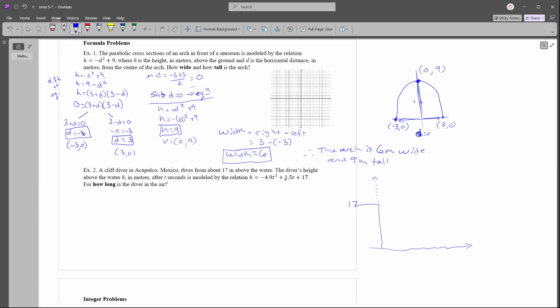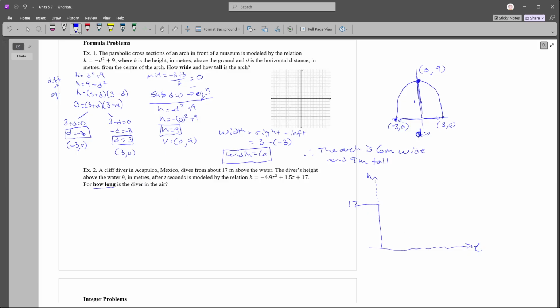Okay? The diver's height above the water, h, is measured in meters, after t seconds, so t is our horizontal axis, and is modeled by the relation h is equal to negative 4.9 t squared plus 1.5 t plus 17. How long is the diver in the air?